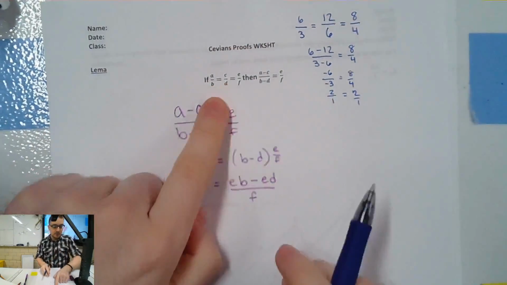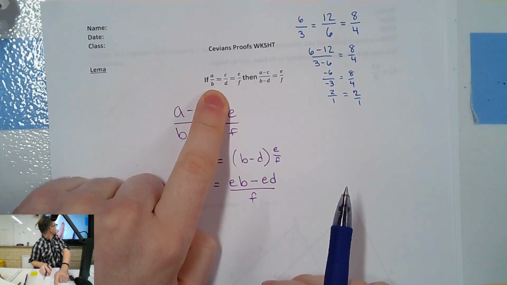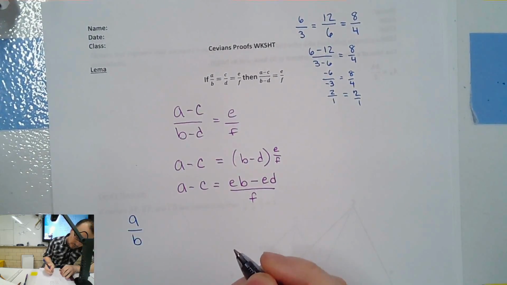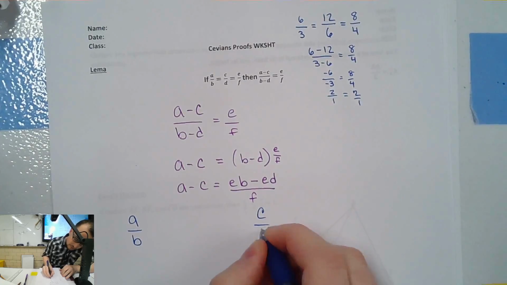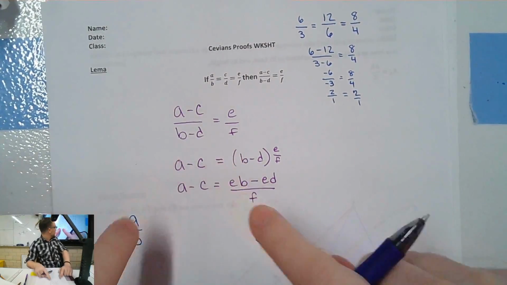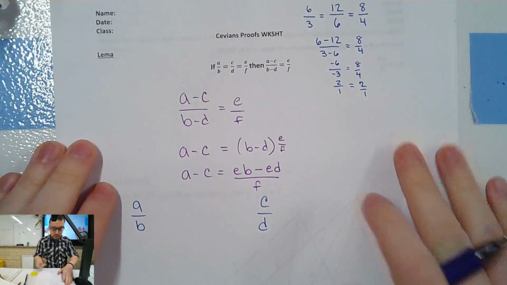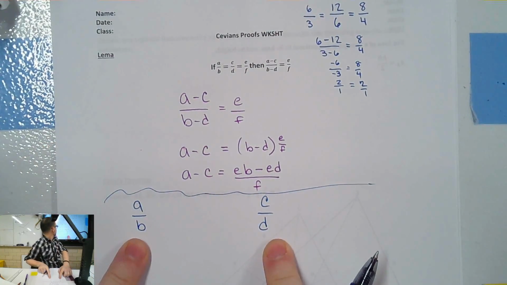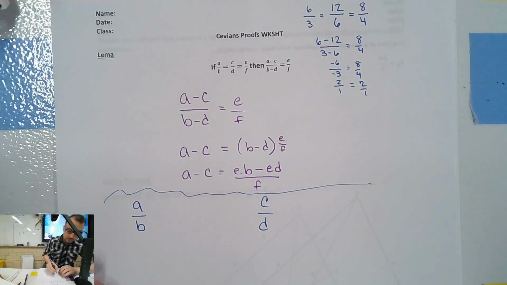So let's mess around with this. So A over B and C over D. Because I want to get A and C on their own. Okay? So squiggles. I want to get A and C on their own.